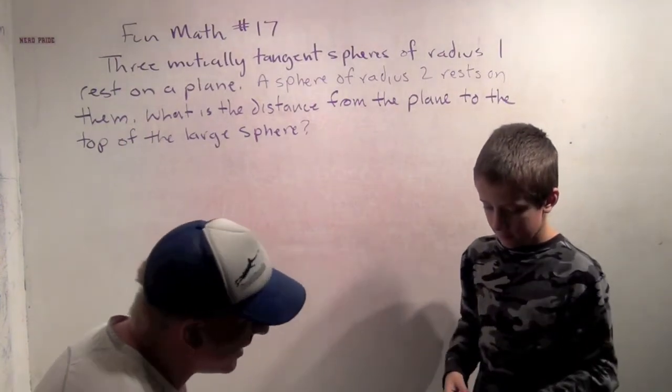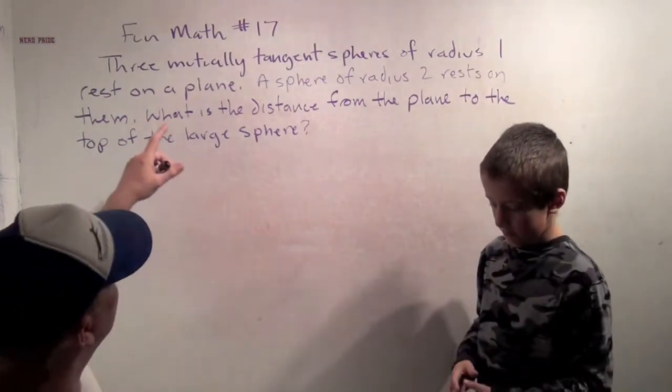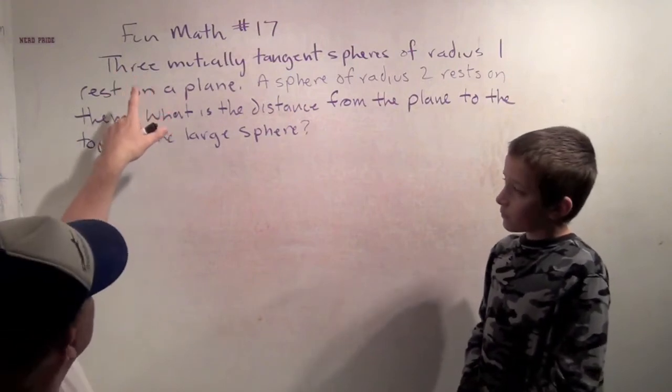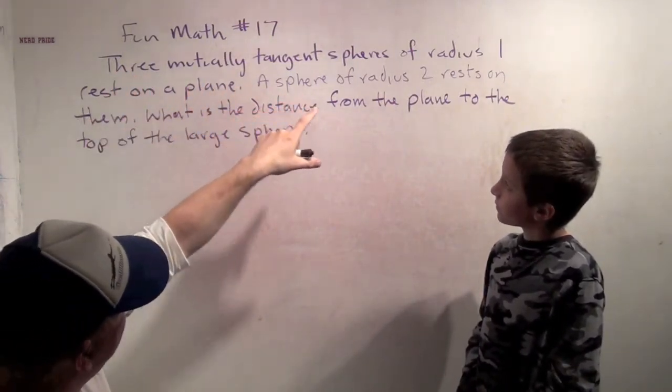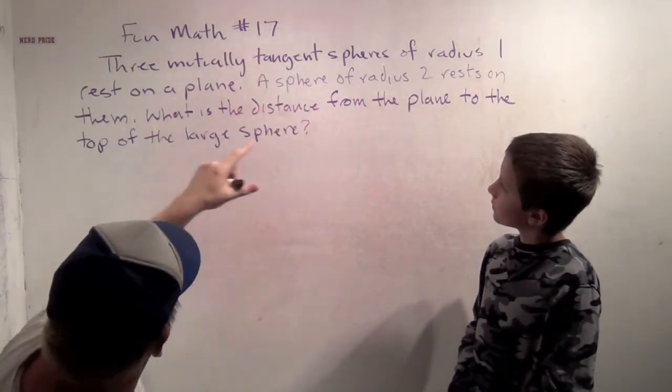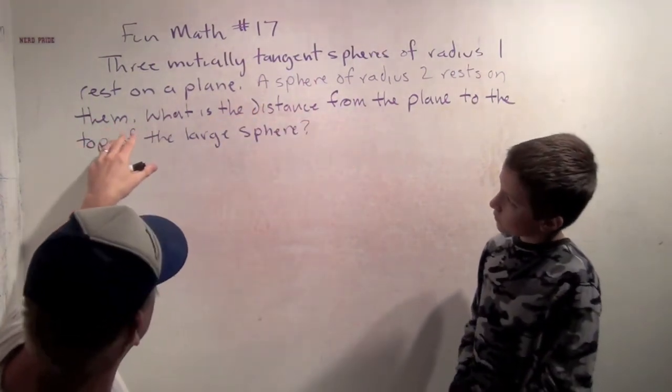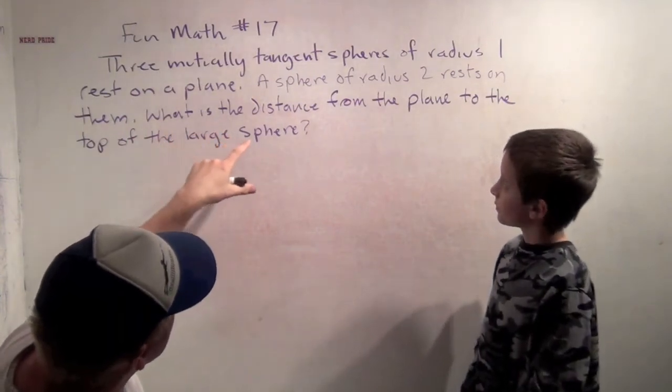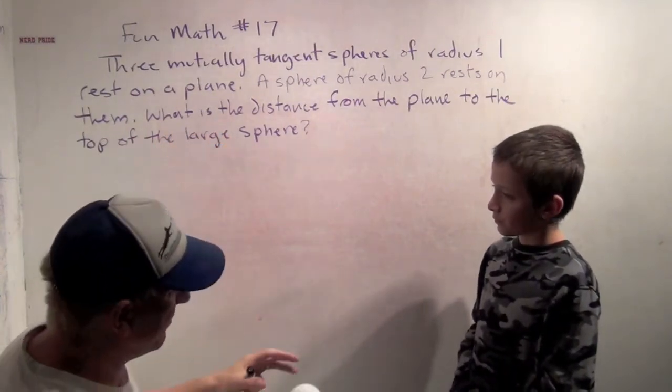Cool. So we were making little chemical models out of spheres, and turned out the problem was about spheres. 3 mutually tangent spheres of radius 1 rest on a plane. A sphere of radius 2 rests on them, or on top of them, I probably should have written. What is the distance from the plane to the top of the large sphere?